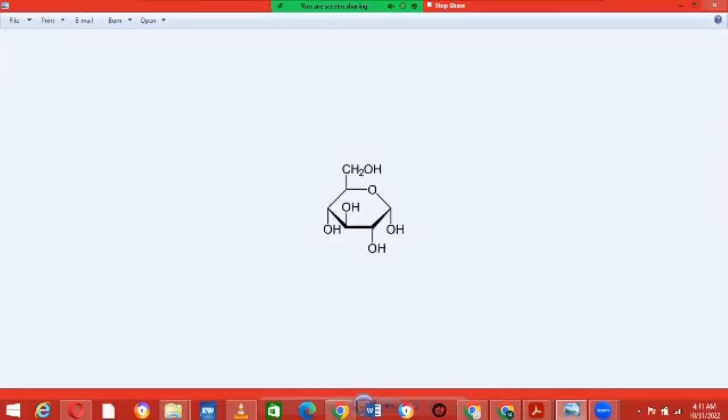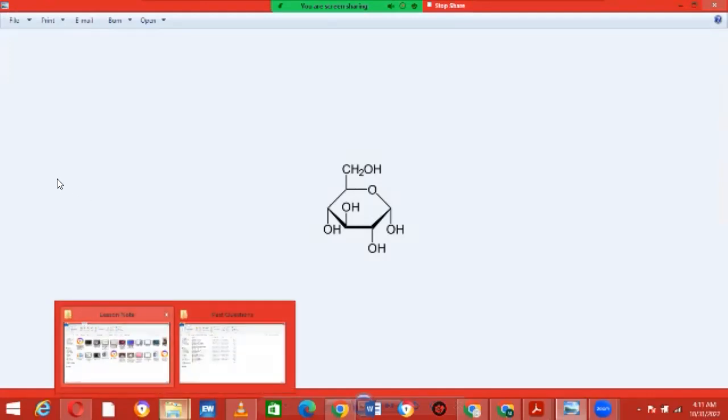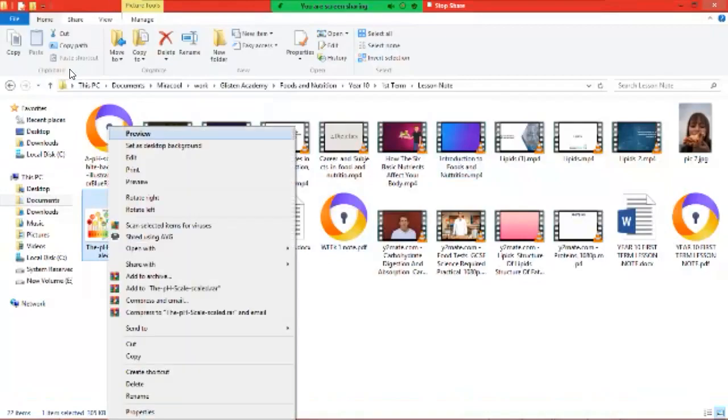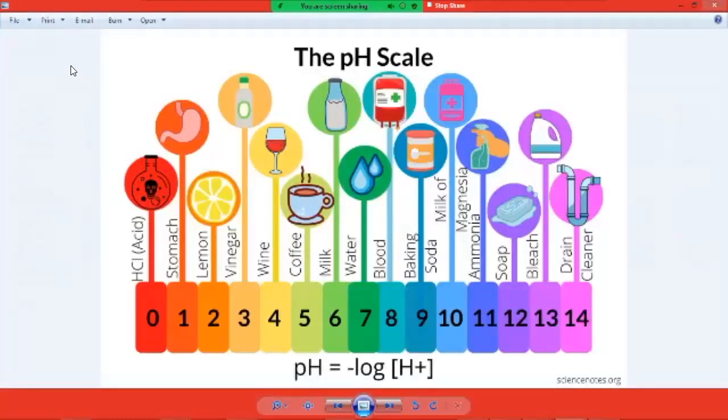Let me find the pH scale. I think I have it somewhere here. Yes, yes. Sorry about that. I knew I downloaded it for you guys to see. Can you see how beautiful it is? Now, it's showing you different things that are found.